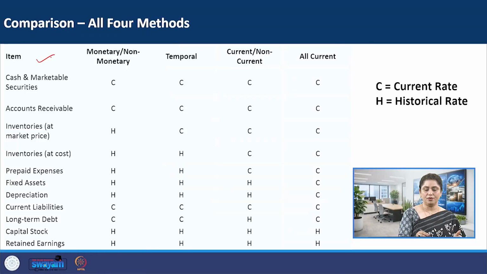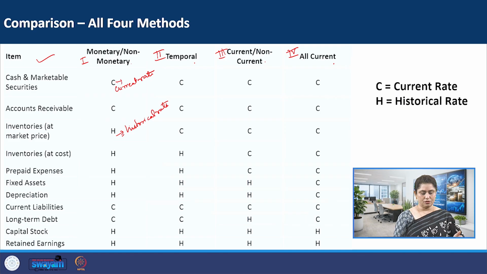Now here we can see the items, and we can see the various methods: the first, second, third and the fourth one. This is monetary non-monetary, this is temporal, current non-current, and this one is all current. Now here this is the current rate, C. C means the current rate and H means the historical rate.